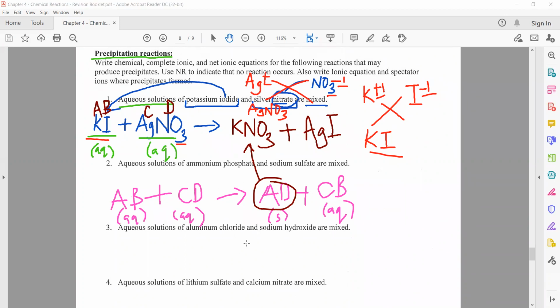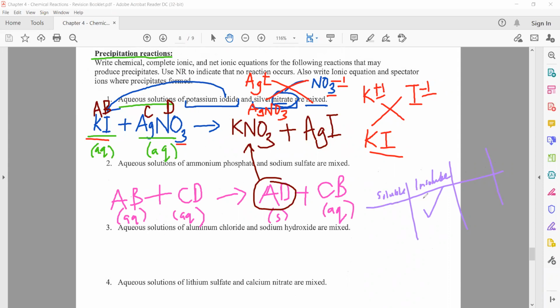If you have access to your precipitation or solubility chart, if you've got that handy, what that looks like is you've got the 3 columns. Remember the first column is the soluble column, basically the column where no precipitates are formed. Then you've got the insoluble column in the middle, and that's where precipitates are formed. And then you've got the slightly soluble, but we're not too concerned with that for this question.